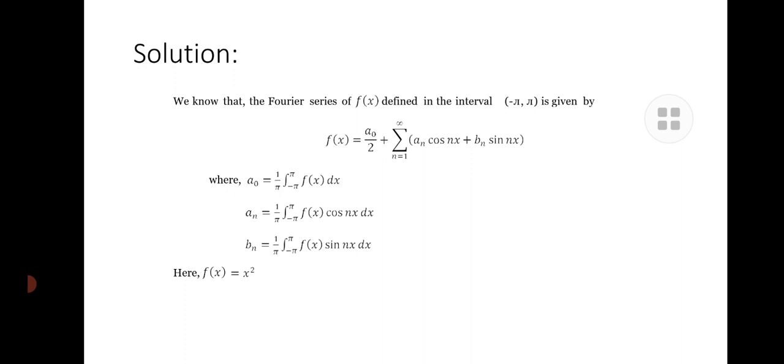So a naught is equal to 1 divided by pi integral minus pi to pi f of x dx. An is equal to 1 divided by pi integral minus pi to pi f of x cos nx dx. Bn is equal to 1 divided by pi integral minus pi to pi f of x sin nx dx. Here f of x is equal to x square. So the first Fourier coefficient is a naught, that is 1 divided by pi integral minus pi to pi f of x dx, and that is equal to 1 divided by pi integral minus pi to pi x square dx.